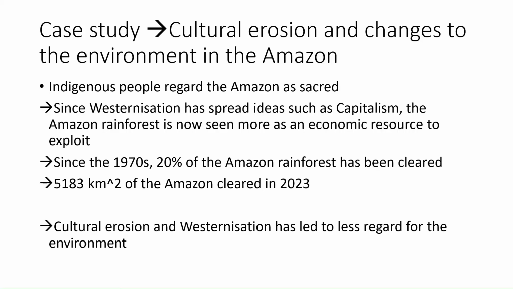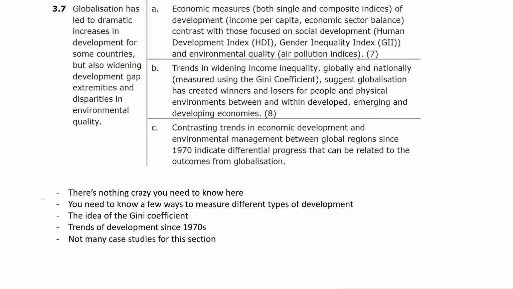And since the 1970s, 20% of the Amazon rainforest has been cleared, and 5,183 square kilometers of Amazon was cleared in 2023 alone. And it just shows how cultural erosion and westernization has led to less regard for the environment. And that's just a small example. All right, so let's move on to 3.7.